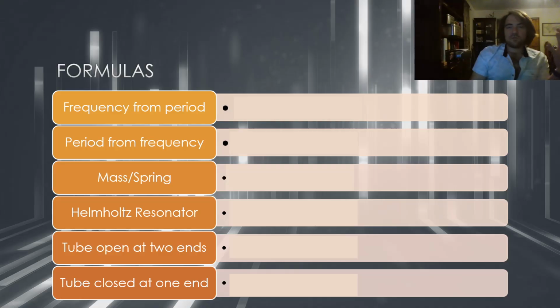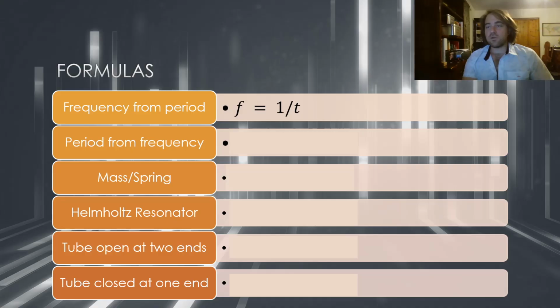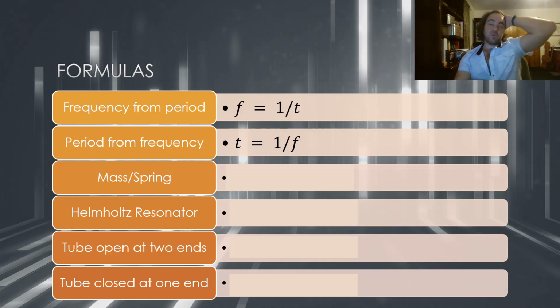Okay, let's do some formulas. Like I said, I'm going to make sure that you have the formulas, but they're not labeled, so you need to know which ones they are. So how do you get frequency from period? Frequency equals 1 over T. That's a pretty easy one. How do you get period from frequency? It's pretty much the same thing: T equals 1 over f. They're inverses of one another. What is the formula for a mass spring model?